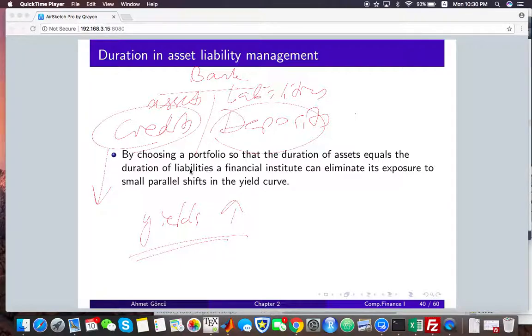Therefore, duration is a useful measure, and it can also be used to minimize the exposure of the financial institute with respect to risks related to shifts in the yield curve.